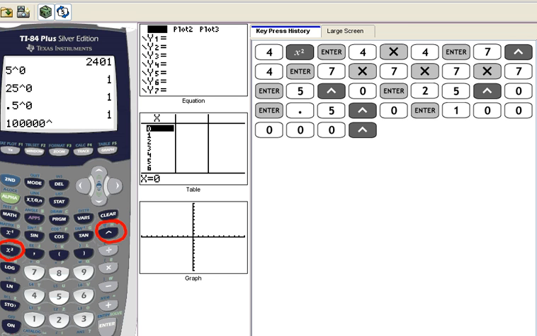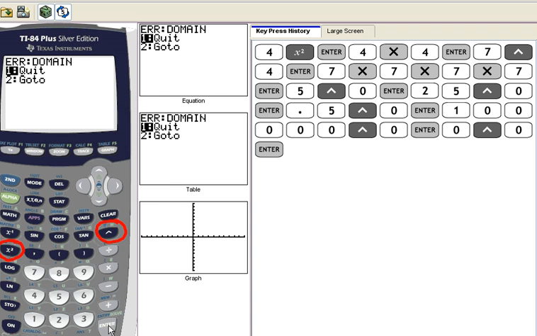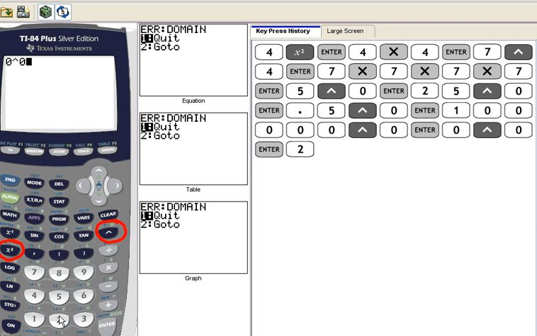It also said that the base can't be 0. So 0 to the 0 power just doesn't work. Your calculator doesn't know what to do with that. And we'll talk a little bit more in class about why that is. But all right, so let's do a few more problems.